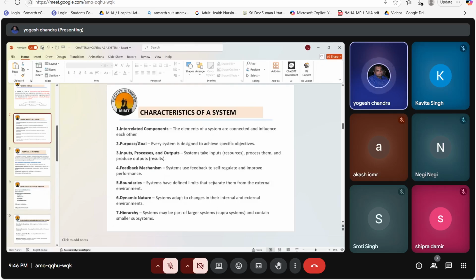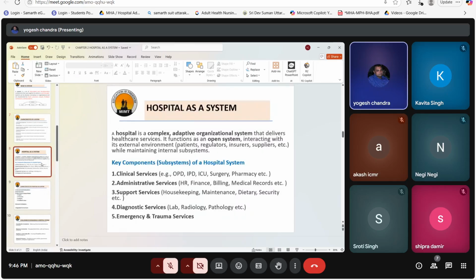Now we will see how the hospital is working as a system. Till now we just understood what a system is, but now see how the hospital is a system. Hospital is a very complex, adaptive organizational system that delivers healthcare services. An important thing is that it is an open system. Open system means it interacts with the external environment. It means the hospital has to interact with patients, who are coming from various places.